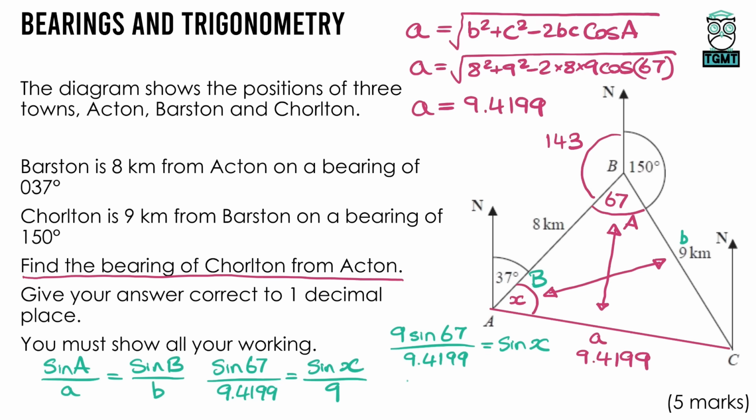Now we can type that into our calculator, and then we'll do the inverse of the answer. Or you can type it all in one go, completely up to you. I'm going to press sine minus 1, and I'm going to put the fraction into my calculator straight from there. So 9 sine 67 on the top, 9.4199 on the bottom. And there we go, our final angle there is 61.578, and a few more decimals.